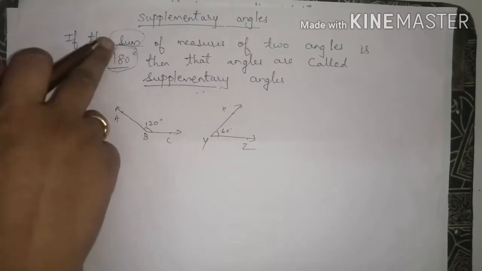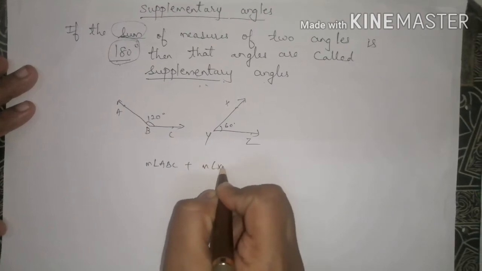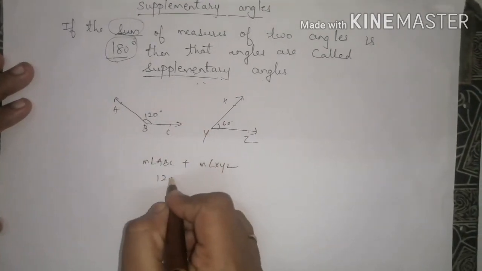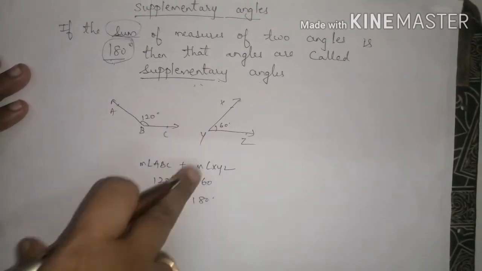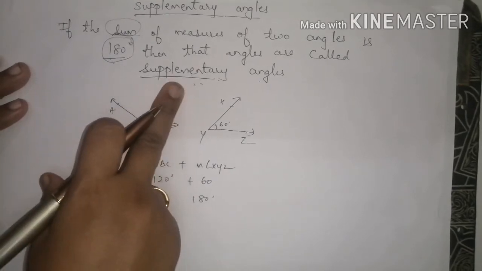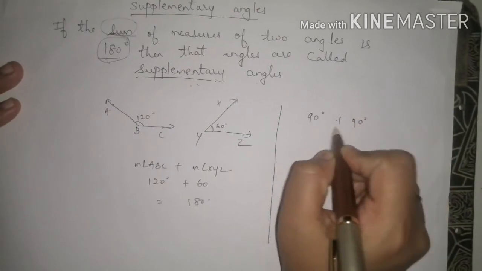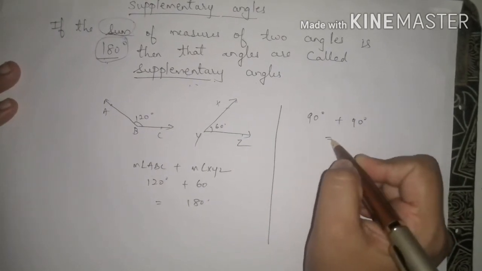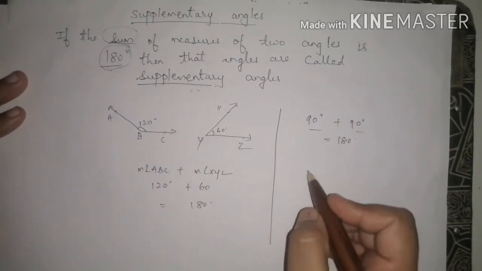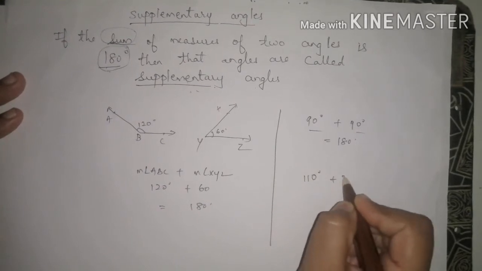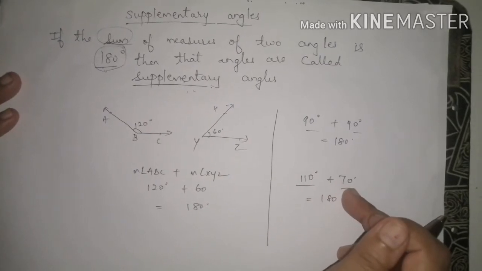So if we add this, sum means what? Total. Measure of angle ABC plus measure of angle XYZ. Just add it, 120 plus 60, we get 180 degrees. So if the total of two angles is 180 degrees, then those angles are called supplementary angles. For example, 90 degrees plus 90 degrees is 180 degrees, so those two angles are called supplements of each other. Suppose 110 plus 70, how much is it? 180 degrees. So 110 and 70 are supplementary angles.